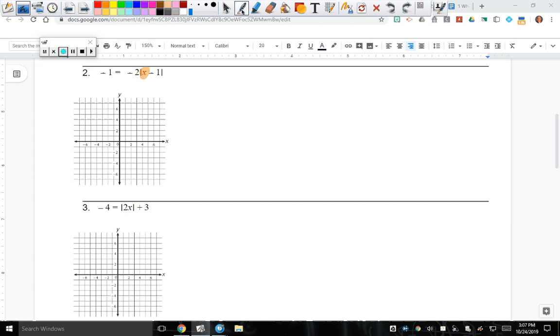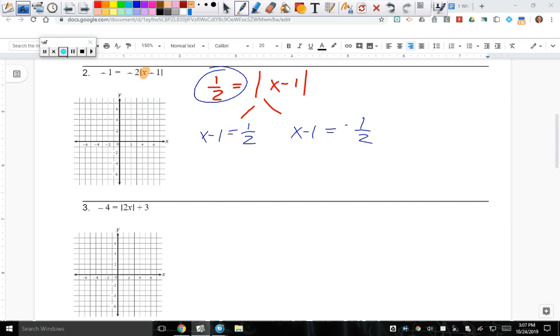My goal is to solve for x, so help me out. What do I do first? Divide by negative 2. So we got 1/2 is equal to that. Breaking this up will give me x minus 1 and x minus 1 is equal to the positive version of what I see and equal to the negative version of what I see.